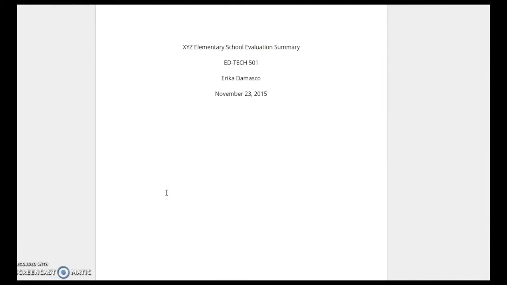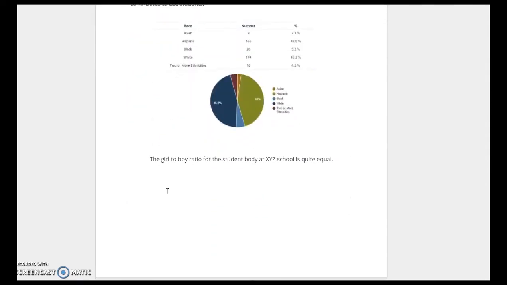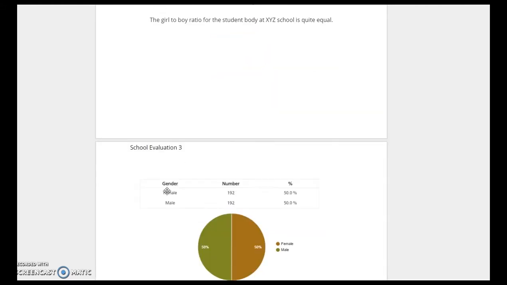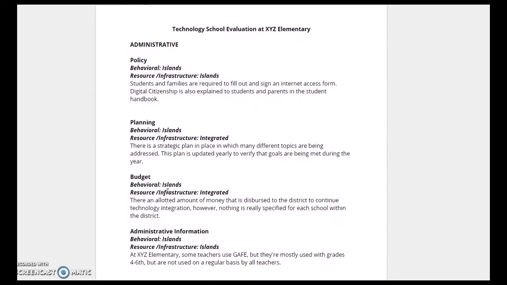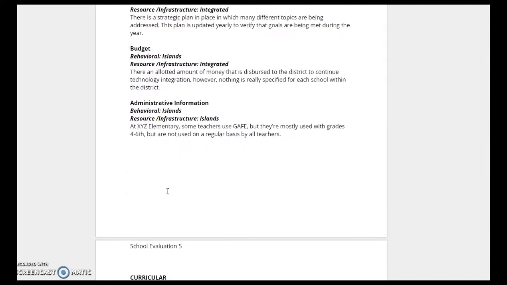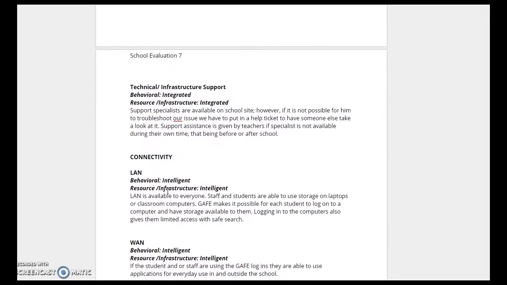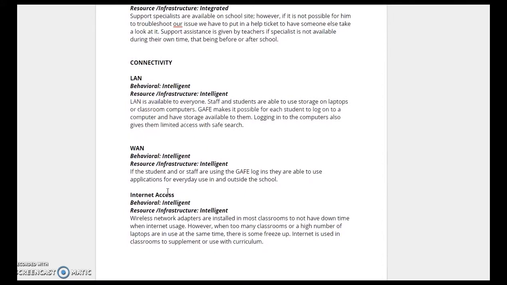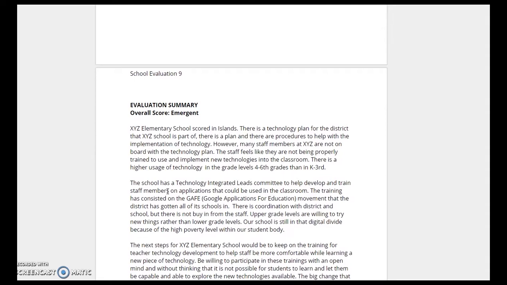In EdTech 501, I had the opportunity to do a school evaluation summary. This meant that I had to evaluate the school and analyze its background and the population that they had, so race, gender, and if they had free and reduced lunch. And then I had to look at the administrative part of the school and see how they were using technology. I had to look at the curricular part, the support staff and how they were using technology, and also our connectivity. How was our connectivity in our school? The innovation. And then after seeing all those, I had to do an evaluation and explain what my overall score of this school would be.